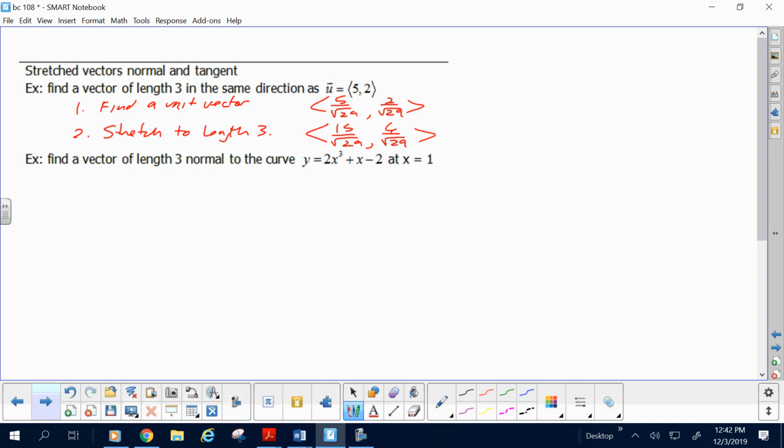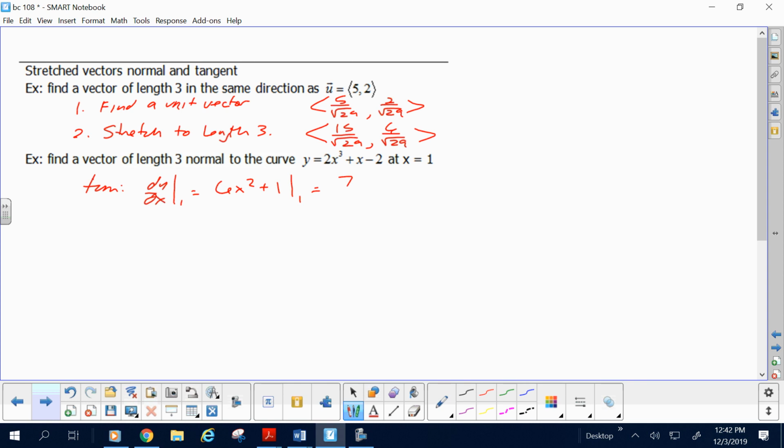Last but not least, this is probably as ugly as you'll see, at least in Calc 2. Find a vector of length 3, normal to the curve, at x equals 1. A lot of steps here, but just take it step by step. What should we do? Take the derivative. That's going to be a tangent calculation. dy/dx at 1 is 6x squared plus 1 at 1, which is 7.